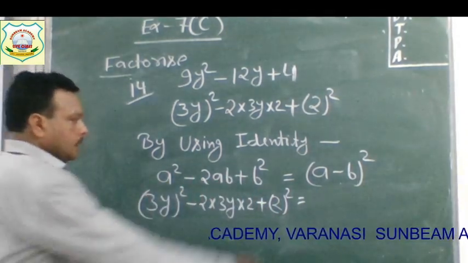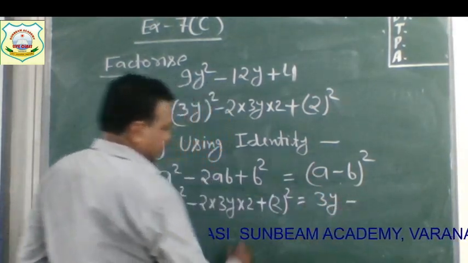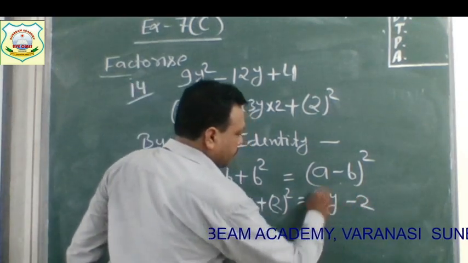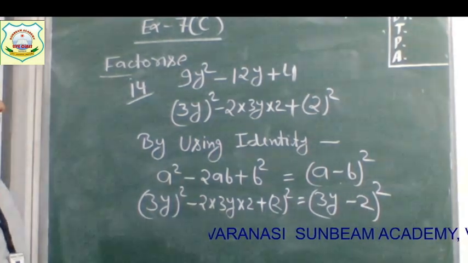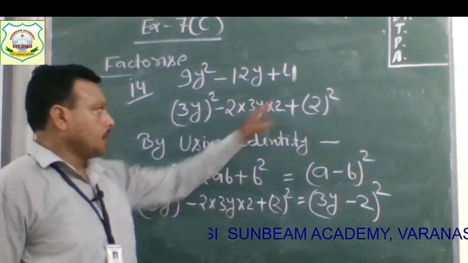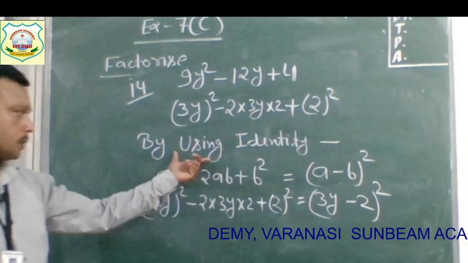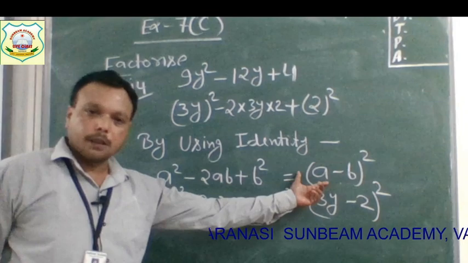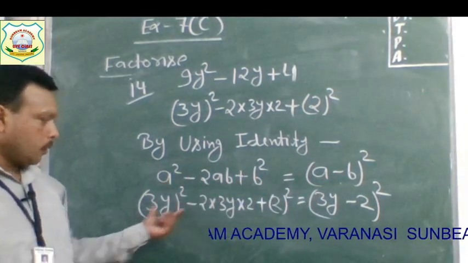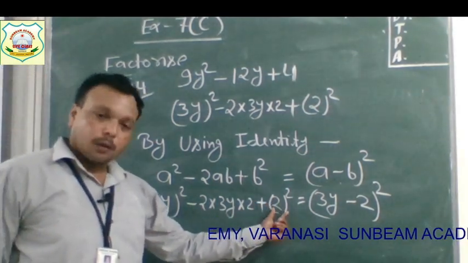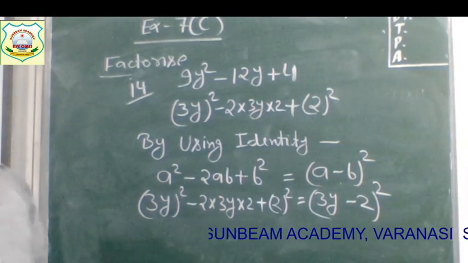So we can write here the a value is 3y. So 3y we write, minus b, that is 2, whole square. So 3y minus 2 whole square. Students, now note it down: 9y whole square, what have we done? 3y whole square. 4, what have we done? 2 square, and 2ab the same way. So we have used the same identity here, a minus b whole square, a square minus 2ab plus b square. Now 3y whole square minus 2ab plus 2 square, that is 3y minus 2 whole square. Clear, students? So note it down everyone.